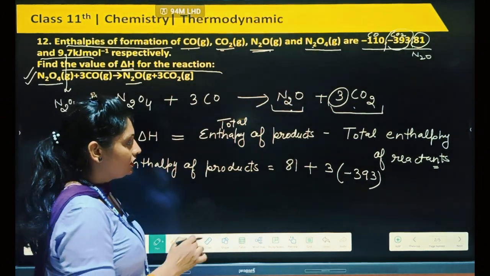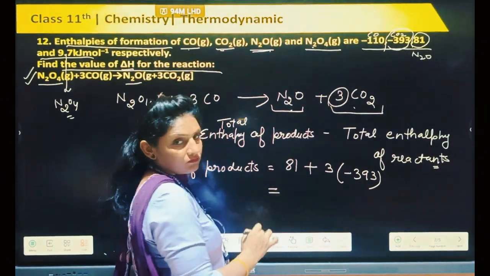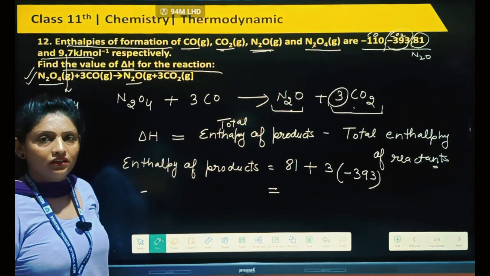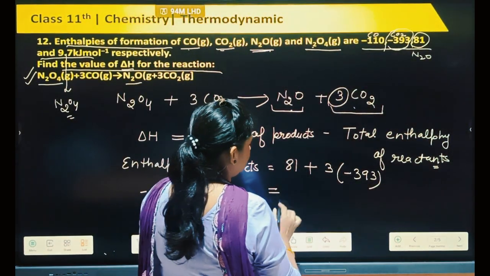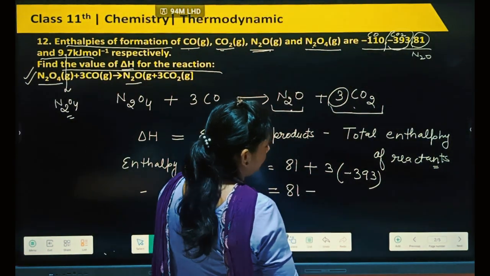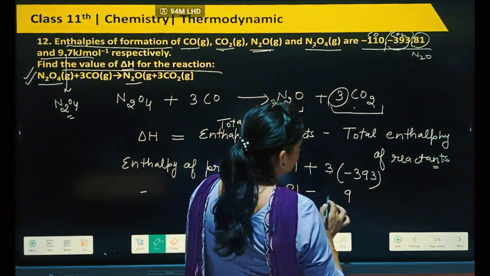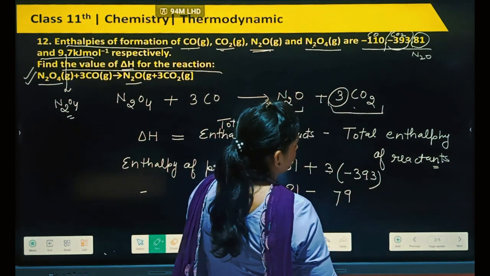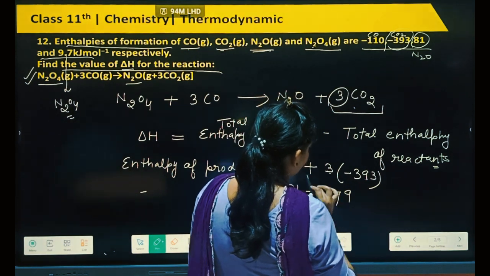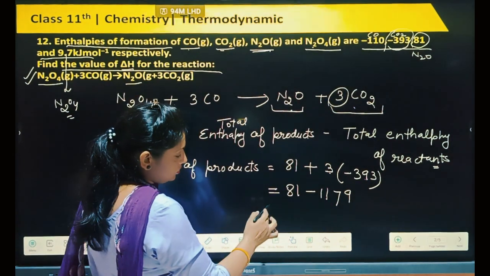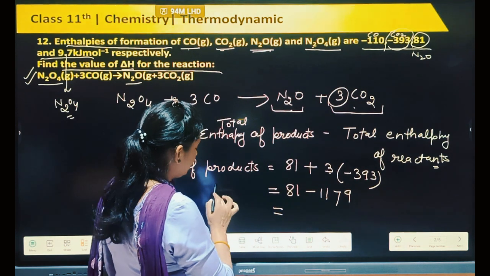Okay students. Then you will calculate this one. So 81 minus 3 3s are 9, 3 9s are 27, 3 3s are 9, 9 and 2 is 11. So calculate this one.